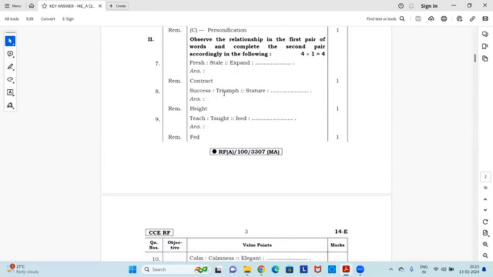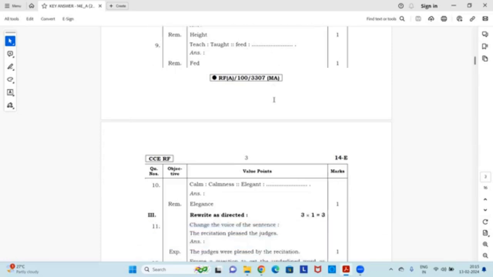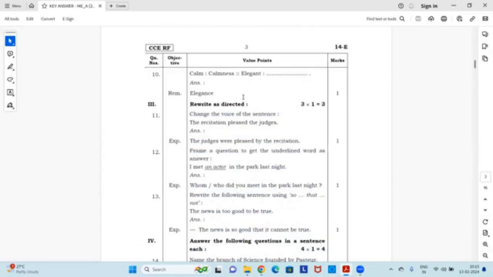Next, success is to triumph, stature is to dash. Answer is height. Next, teach is to taught, as feed is to dash, fed. Next, calm is to calmness, as elegant is to elegance.